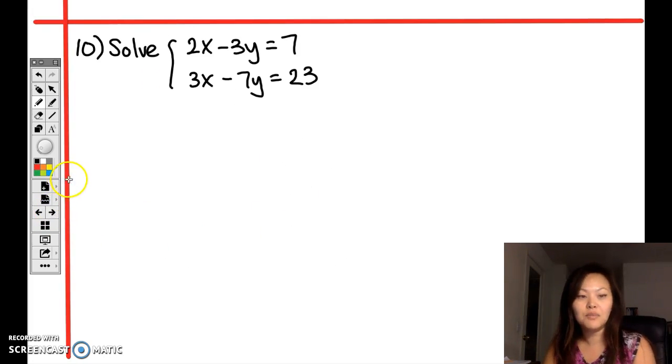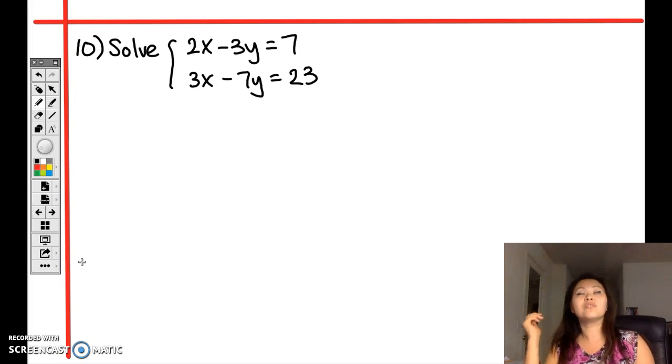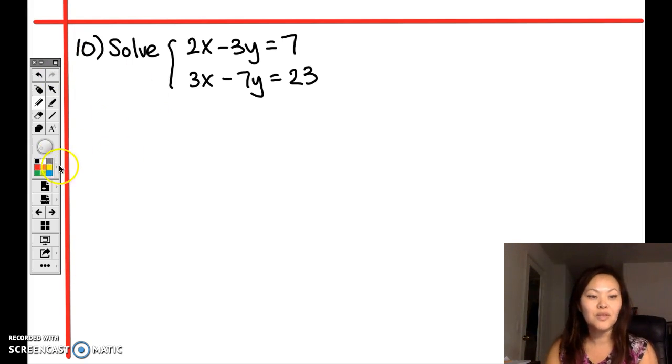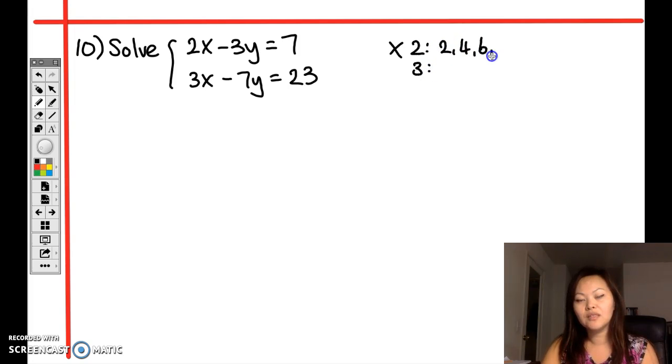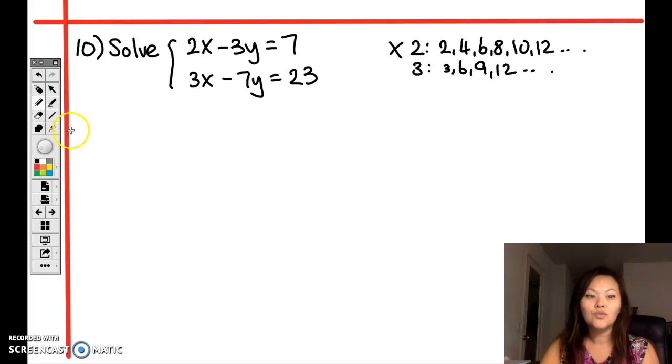So finally, number 10, the last one for today. There are 10 more questions, and hopefully I can do them tomorrow. We'll see. So this is solving systems using elimination. First we start with the times table. I write the x, 2 and 3. So 2, 4, 6, 8, 10, 12, dot, dot, dot. The 3 times table: 3, 6, 9, 12, dot, dot, dot.